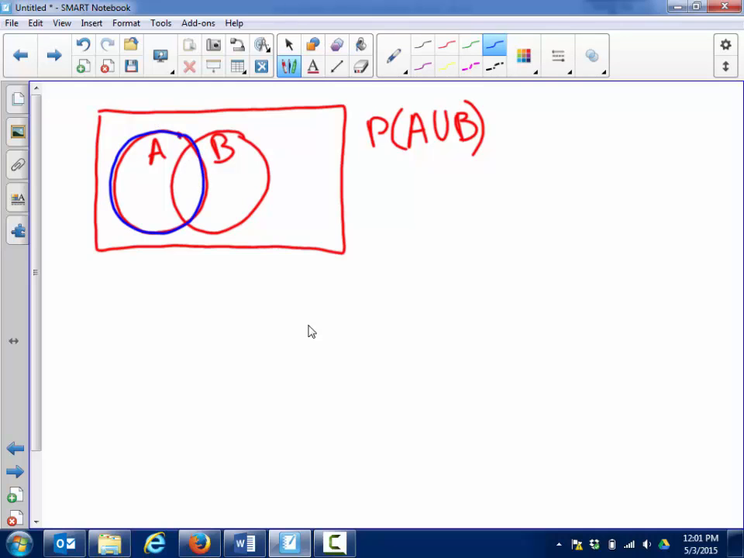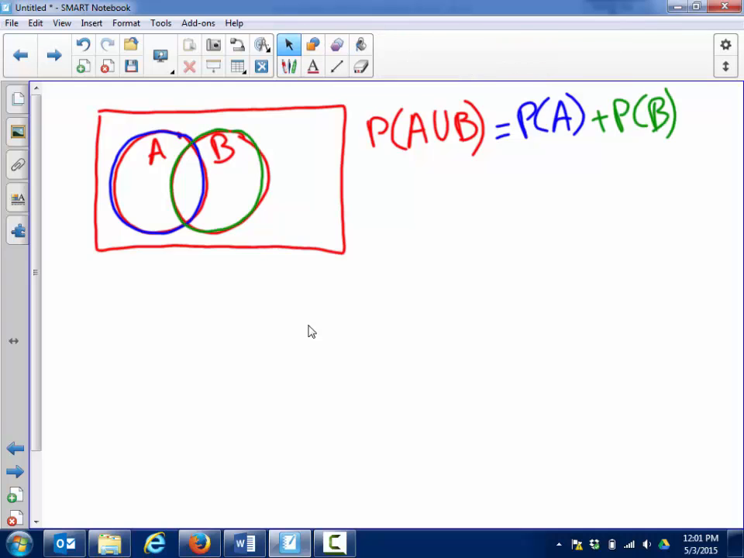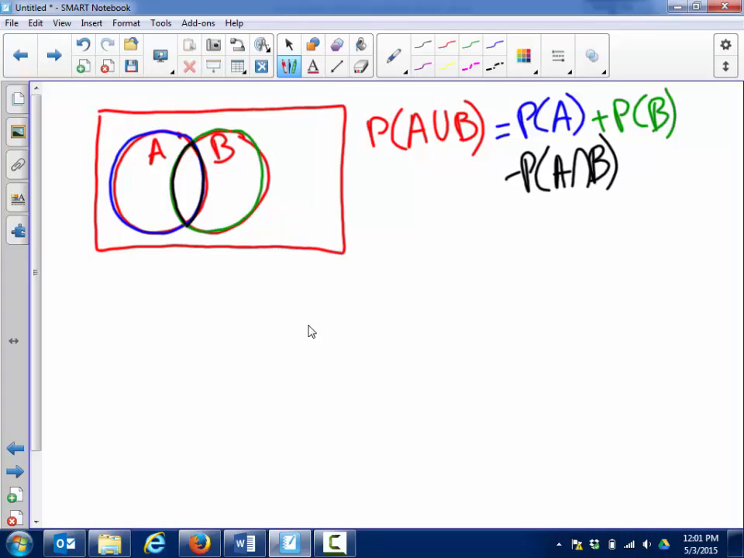Well, you can see clearly that that's going to be the probability of A, plus the probability of B. But the problem is that now we've included the intersection 2 times. We don't want to include that intersection 2 times. So we're going to subtract off the probability of the intersection of A and B. And that's how I find the probability of either.